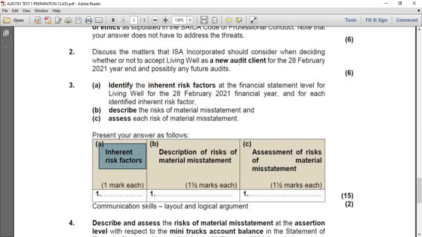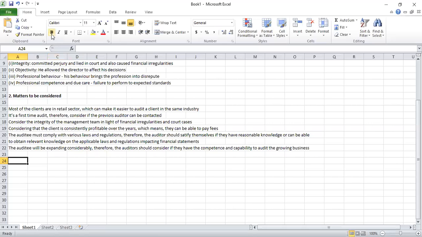Maybe let me just write them, and you can refer to the last recording. As I said, I'm not going to go through all of it, because we just did it. Inherent risk factors can be classified into complexity, if you are dealing with a complex issue on the nature.